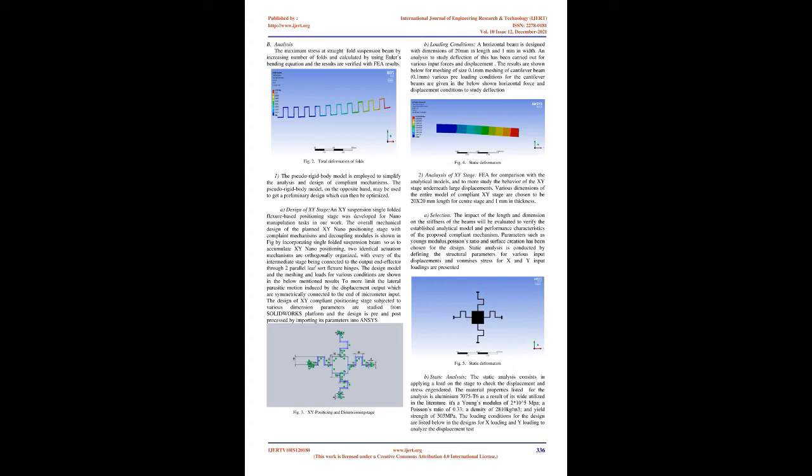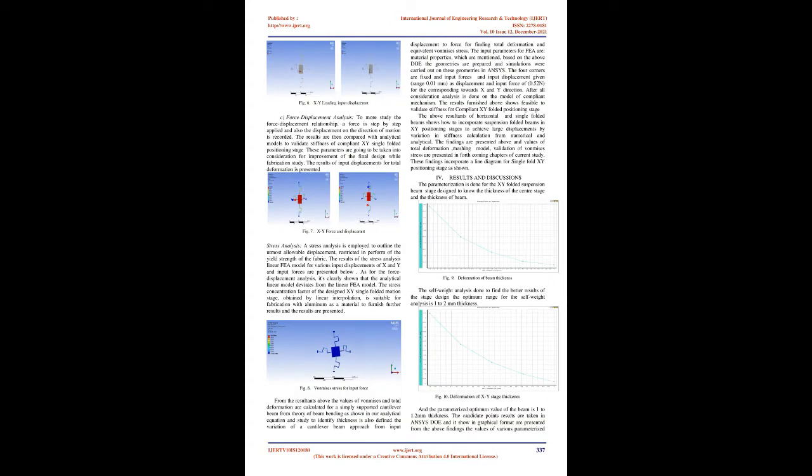B. Loading conditions. A horizontal beam is designed with dimensions of 20 mm in length and 1 mm in width. An analysis to study deflection of this has been carried out for various input forces and displacements. The results are shown below for a meshing size of 0.1 mm for the cantilever beam. Various preloading conditions for the cantilever beams are given in the horizontal force and displacement conditions shown below to study deflection. 2. Analysis of the XY stage. FEA is used for comparison with the analytical models, and to further study the behavior of the XY stage under large displacements.